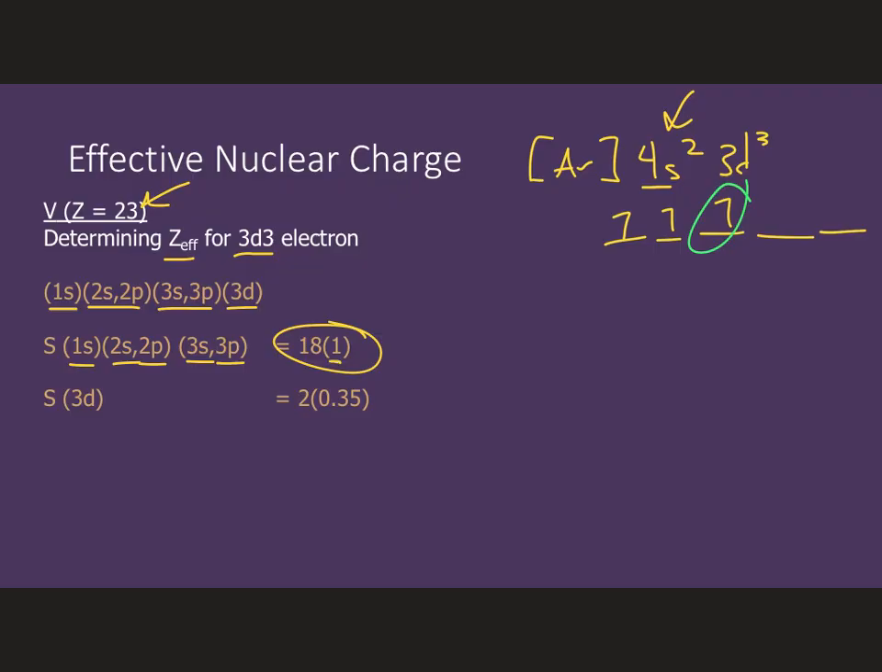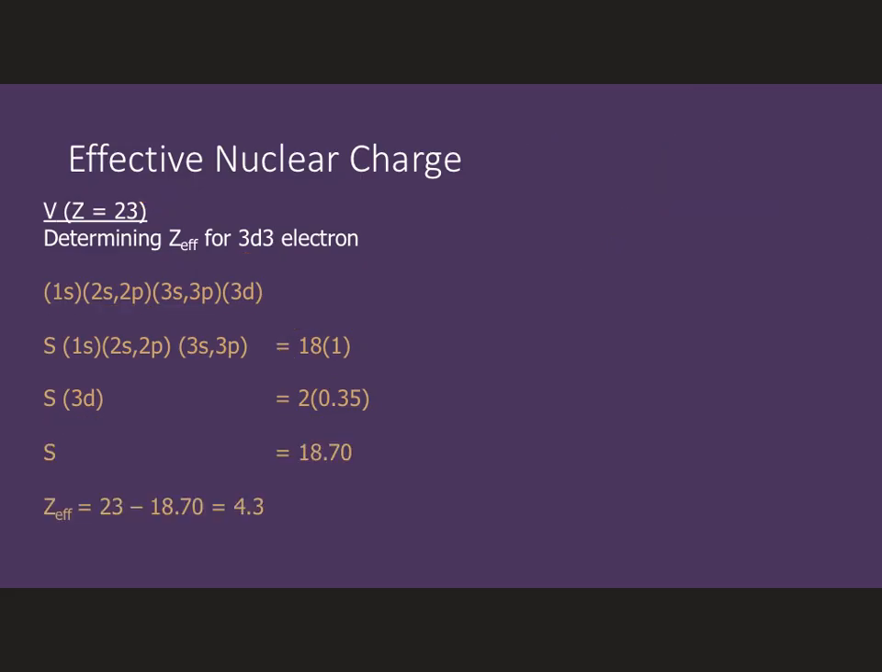And when I look at the shielding for the 3d, well, I've got 2 electrons outside that are going to shield this third electron. That third electron, we're looking for what's being affected by it, so we don't care about it here. We care about what's underneath it. Underneath it are those 2d electrons, and each one of them counts for 0.35. If I add that up, that tells me I have a total shielding factor of 18.7 from all of those electrons.